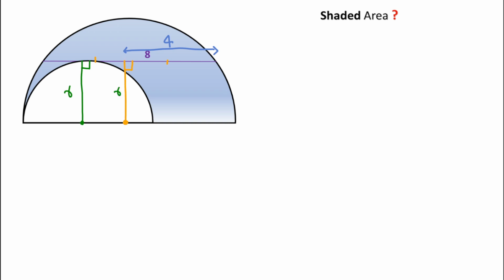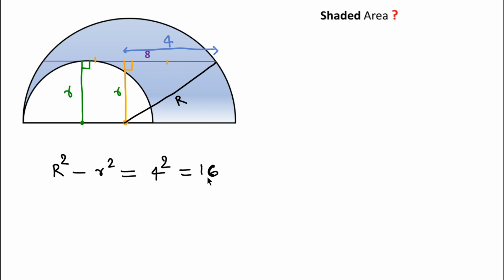And if we connect this center to this point here, what is this? This is the radius of this bigger semicircle. Let's suppose this is capital R. Then by using the Pythagoras theorem, we can write capital R square minus small r square equal to this length, and this length is actually 4. So 4 square, which is equal to 16.